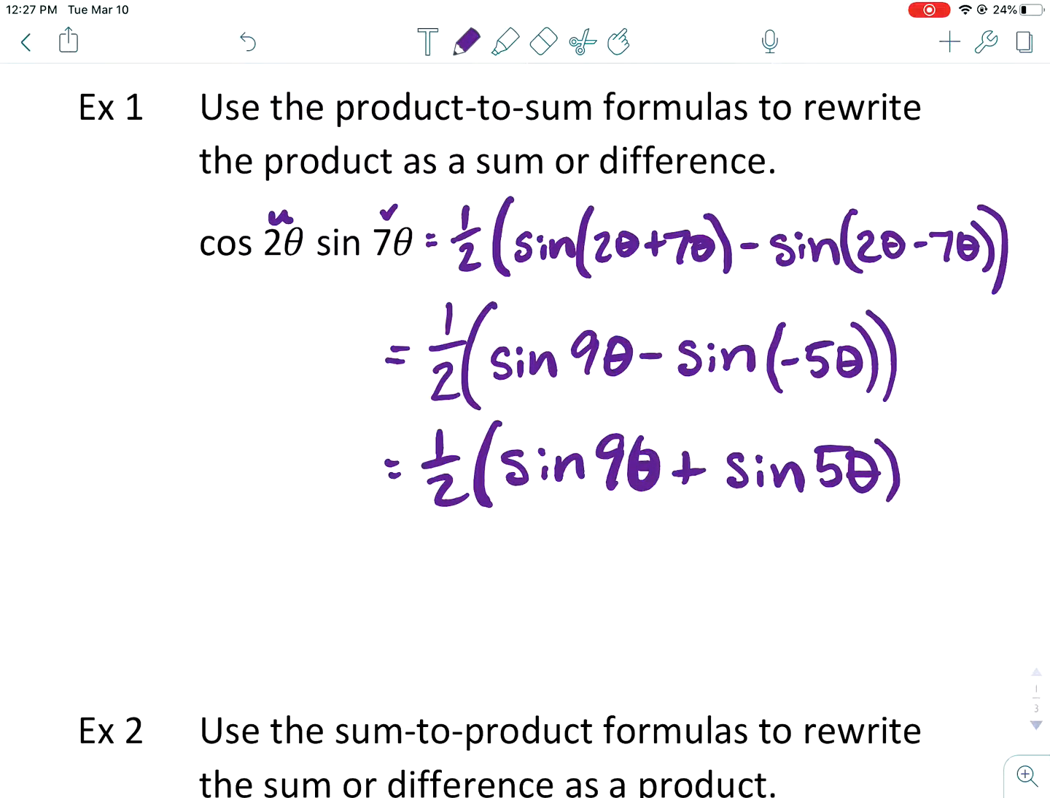And that's all we can do. We can't add sine of 9 theta and sine of 5 theta. They're not like terms. We can't add them. We can't add the 9 theta and the 5 theta. We can't add angles when we're dealing with sines and cosines. So that's it. That's all we can do. That's the answer. All right, any questions on that one?